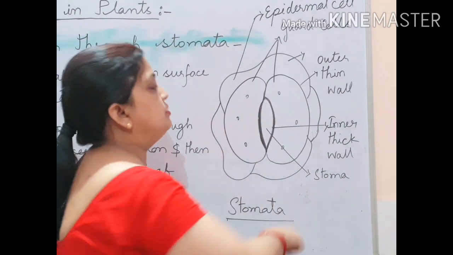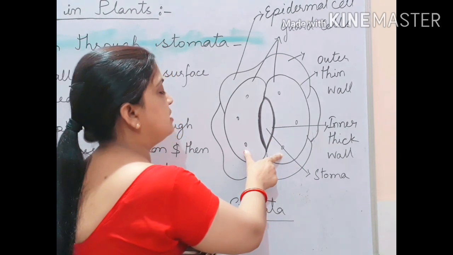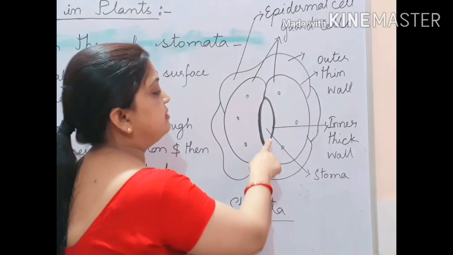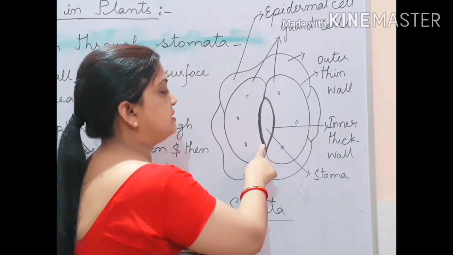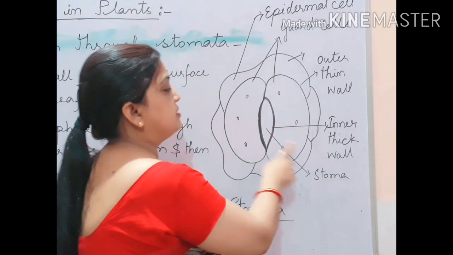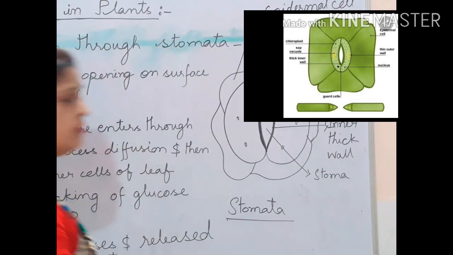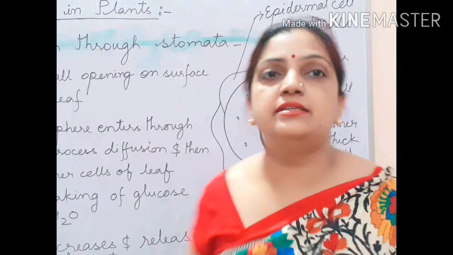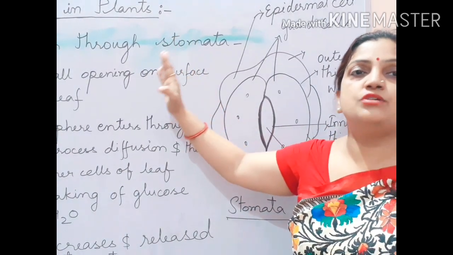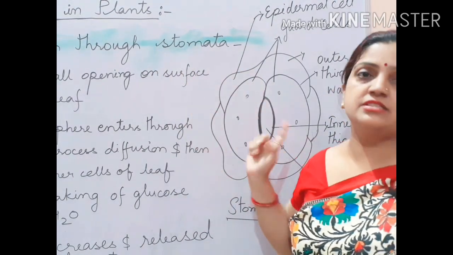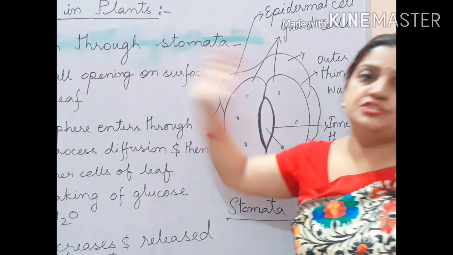So in the structure of stomata, you can see that two guard cells are here. These two guard cells are protected by epidermal cells. Then the small opening in between is called the stoma. The inner wall of the guard cell is thick and the outer wall is thin. Now, the main purpose of explaining this structure was to explain how respiration and gaseous exchange take place in plants, and how this structure helps in gaseous exchange.